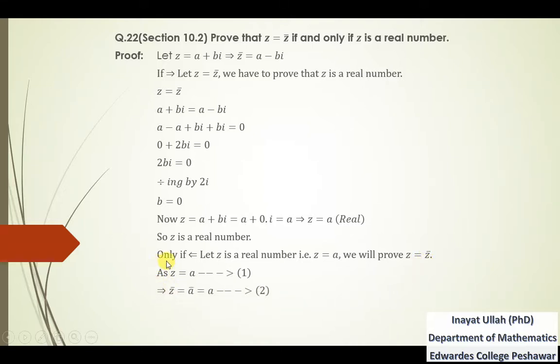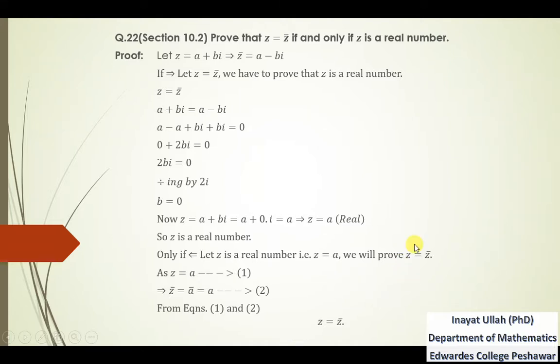So the conjugate of z is the conjugate of a. As this a is real, the conjugate of a real number is the same a. So z conjugate is again a. So from equation 1 and 2, these two answers are same. So z is equal to z conjugate.